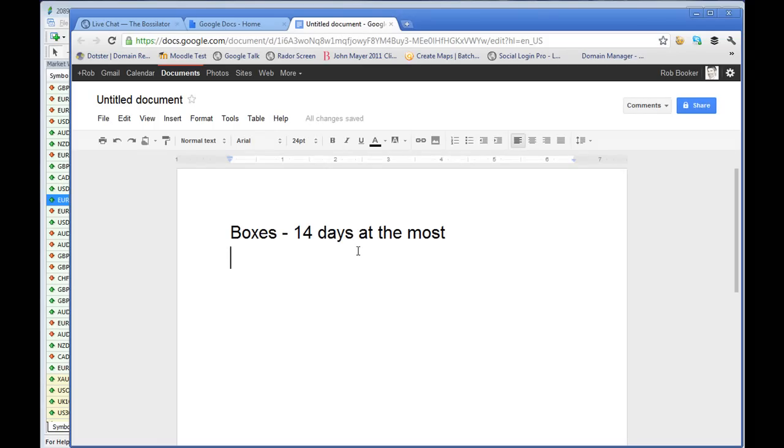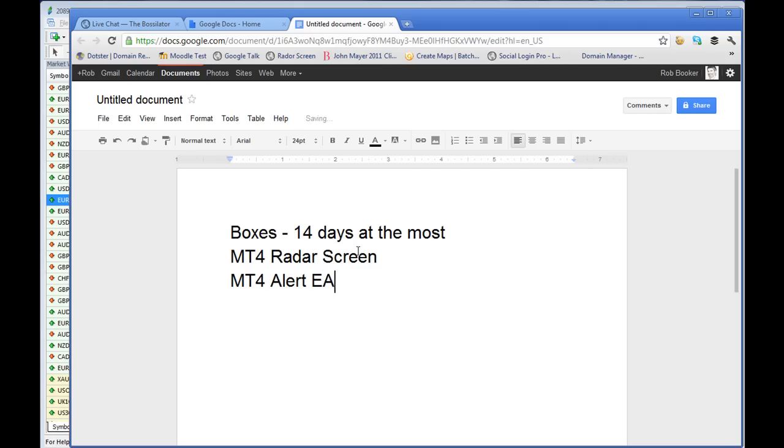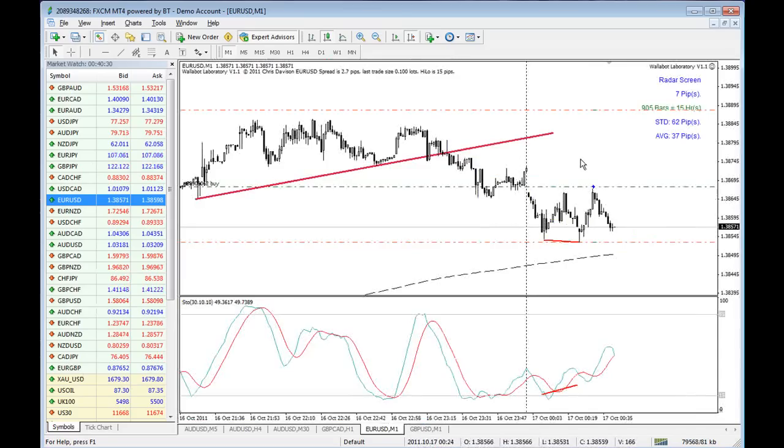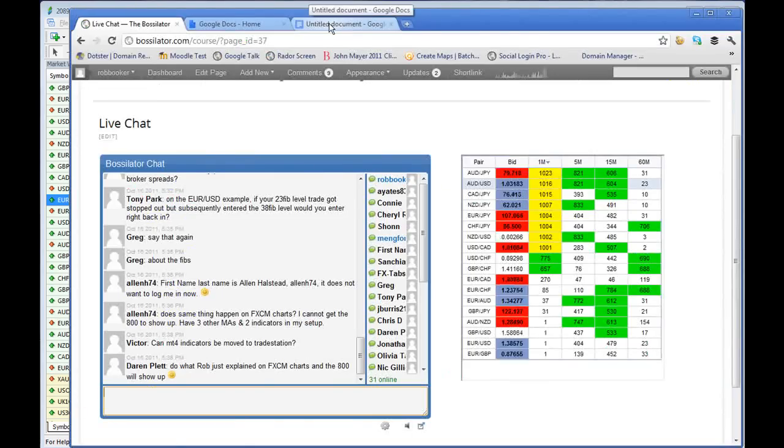Number two, MT4 radar screen and an MT4 alert EA. Two things that are really important coming your way. Number one, I'm working together with my friend Chris Davison in England to build a radar screen for MetaTrader that shows you the same information that you see on the screen in front of you on this radar screen here on the web, but can show it to you inside a window on MetaTrader. For those of you interested in running the radar screen from your MetaTrader account. Now, that's coming reasonably soon.